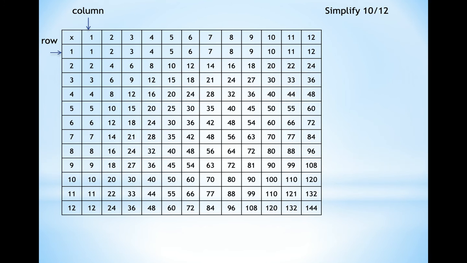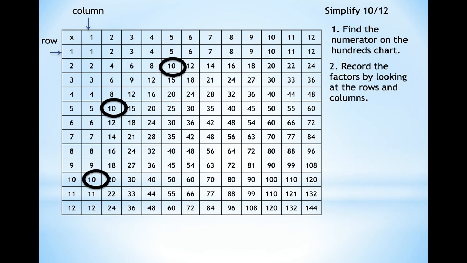Another way we can simplify fractions is using our knowledge of factors. So in order to do this, we can find the numerator on this hundreds chart. There's 10, and we can record the factors by looking at the rows and columns. Therefore, I can identify that all the factors of 10 are 1, 2, 5, and 10.